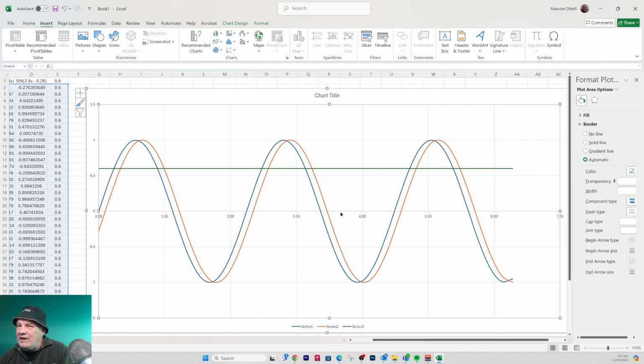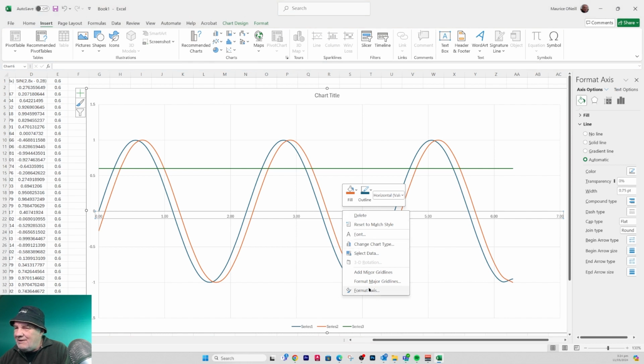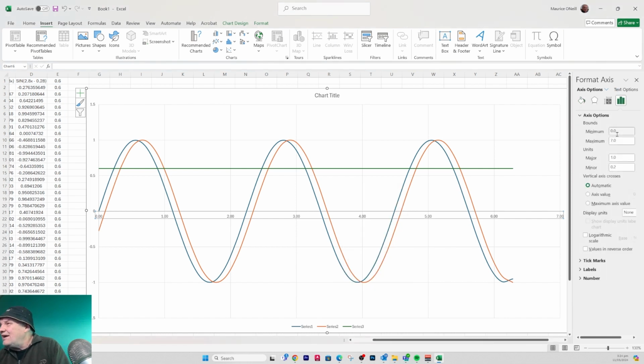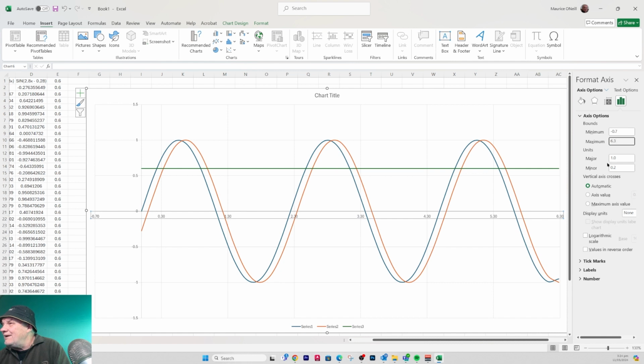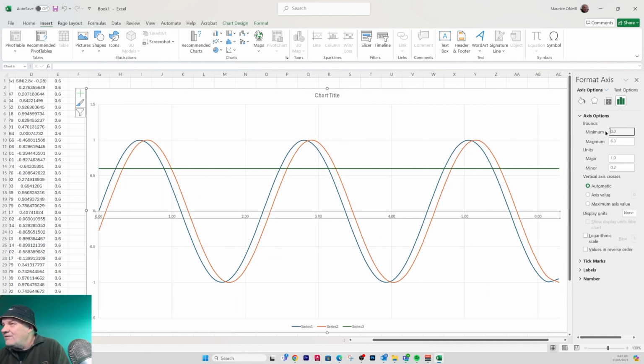So what we can do here is just click on this here, format the axes, and I've gone 0.7, I've gone 6, 6.3 I'm going to put in there. And then they've put that negative 0.7 there. I'm going to make that 0 as well. And you can see there that it's got major lines every 1 now, every 1 radian. And yes, I think that's all good there.